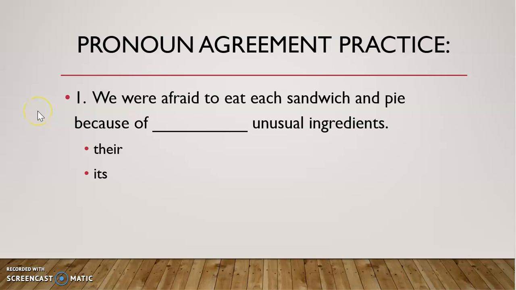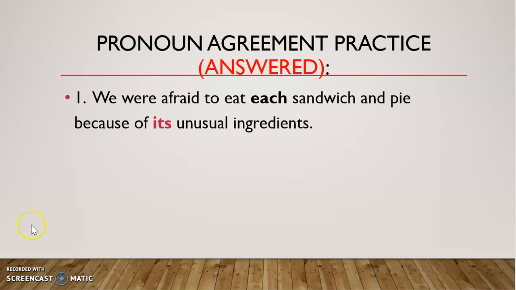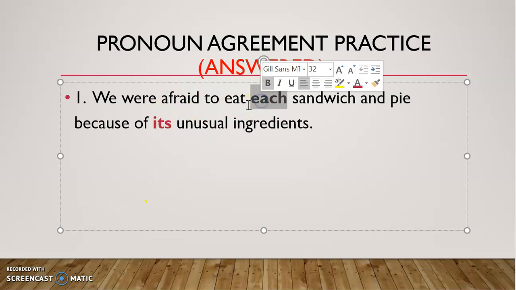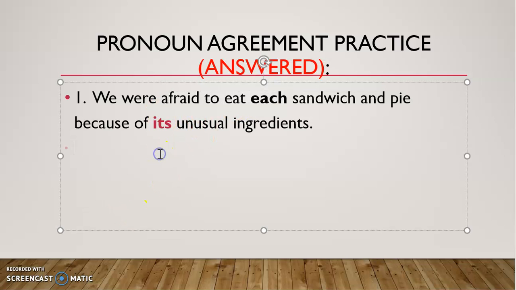Let's practice. We were afraid to eat each sandwich and pie because of blank unusual ingredients. So is the answer going to be their or its? Let's take a look. We were afraid to eat each sandwich and pie because of its unusual ingredients. Here we have singular each. Its is also singular.